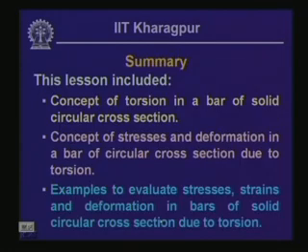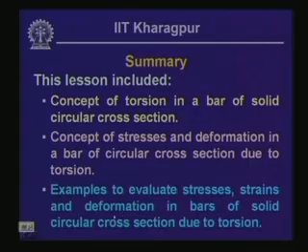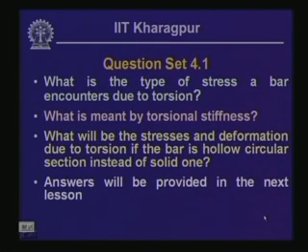Well, now to summarize then, in this particular lesson we have looked into the concept of torsion in a bar of solid circular cross section. Here we have taken a bar, the cross section of which is a solid circular one, there is no hollowness in such bars, and if this kind of bar is subjected to a twisting moment, then what are the stresses and what deformations do occur in such bars, that is what we have looked into. And then the concept of stresses and deformation in a bar of circular cross section due to torsion, and then we have looked into some examples to evaluate stresses, strain and deformation in bars of solid circular cross section due to such torsions.